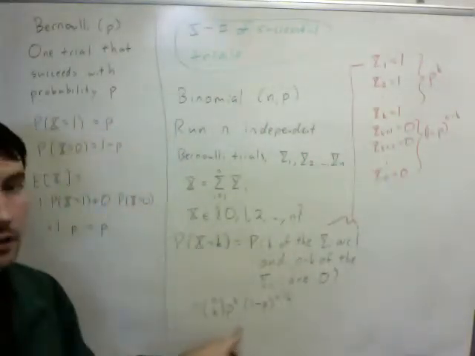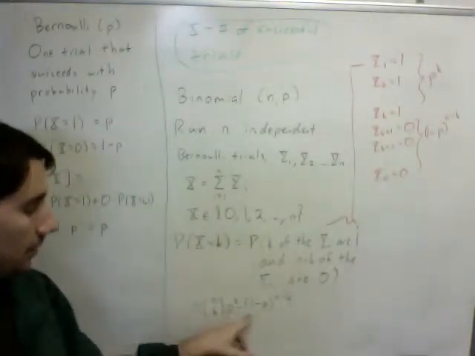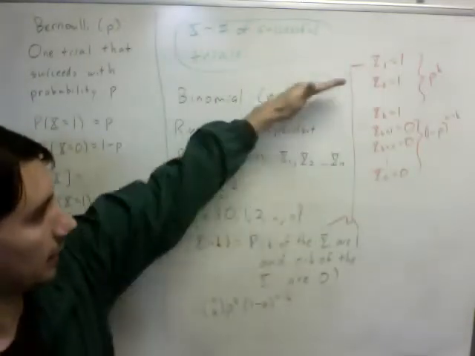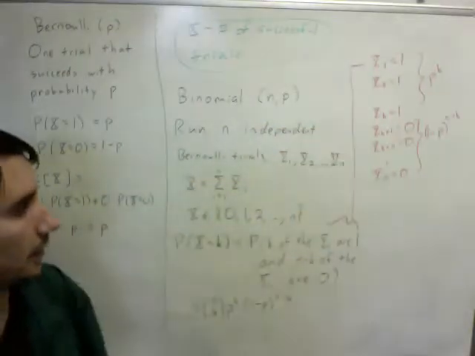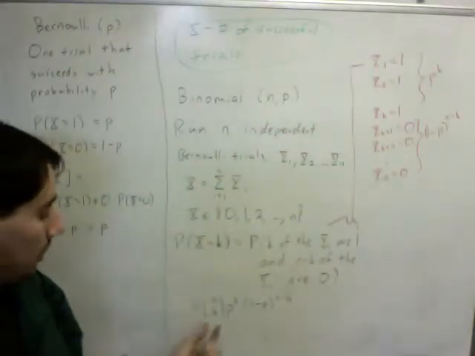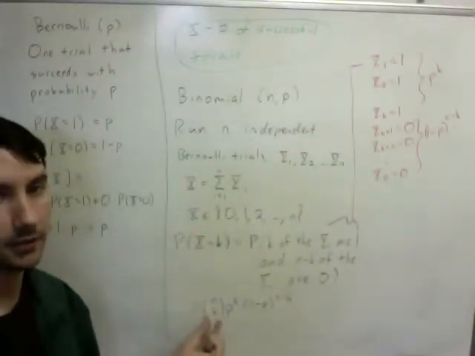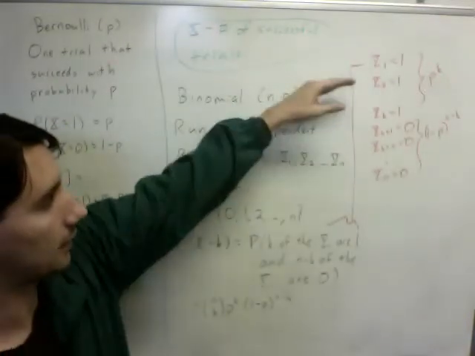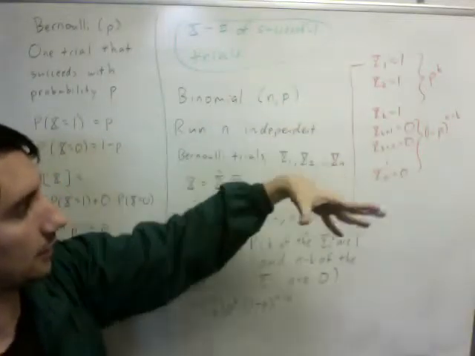And so down here, we see that we get p to the k times (1 minus p) to the n minus k. That's the probability that the first k succeed and the last n minus k fail. But we also have this n choose k over here. And why do we have that n choose k? Well, that's because it doesn't have to be the first k that succeed. So we can permute these in any order.